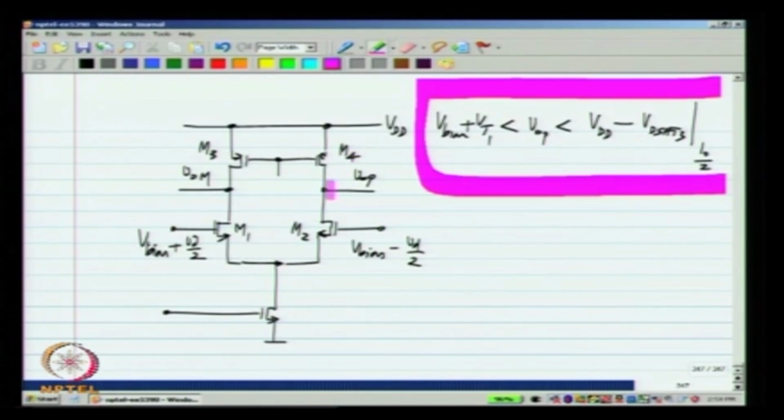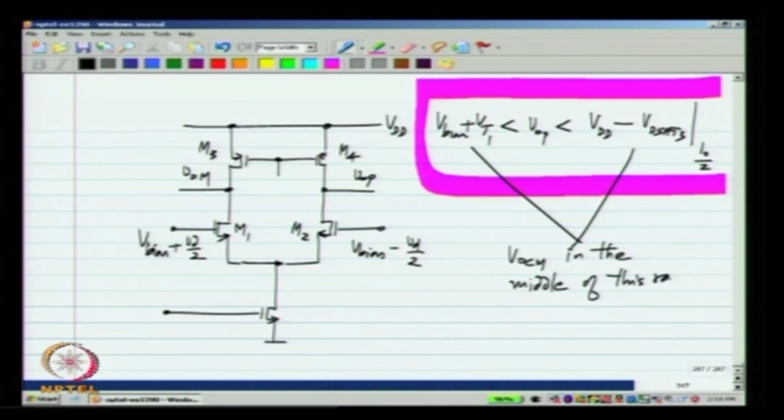Now, in quiescent condition VOP and VOM will be equal to VOCM, okay, and we should set VOCM to be in the middle of this range. So that this is VOCM, and you have the maximum possible room for VOP and VOM. Okay. That is the idea. So, that is how you select VOCM.